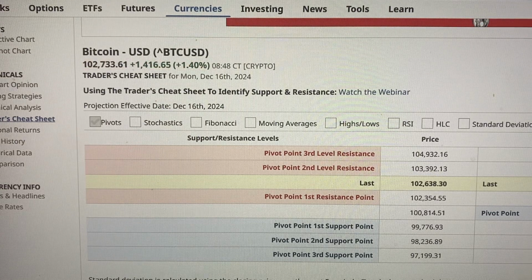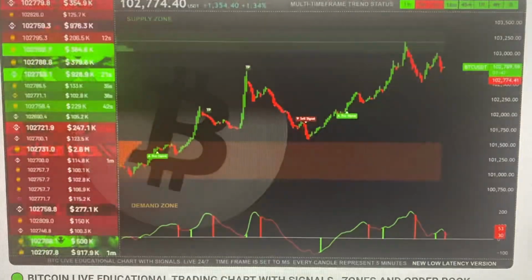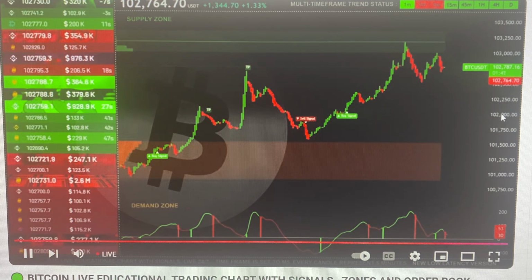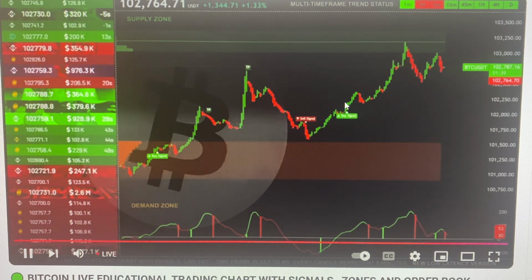So again, let's look at this. On this 5 minute chart, it gave a purchase signal at 102,000. And now it's at 102,764. So that's 764 points higher. So at what time, or at what price, is it going to issue the next sell signal, the exit?